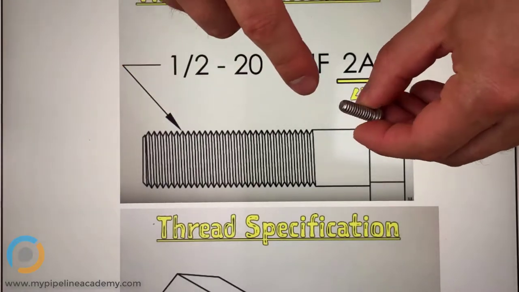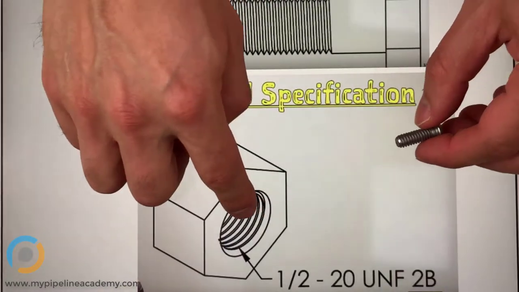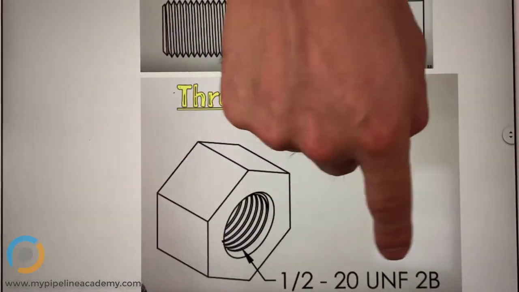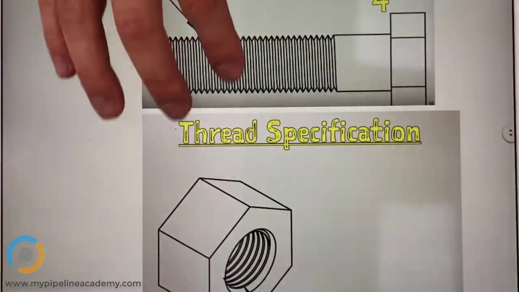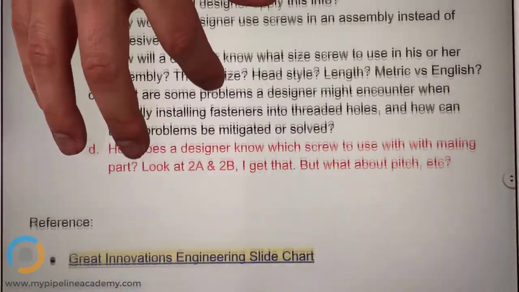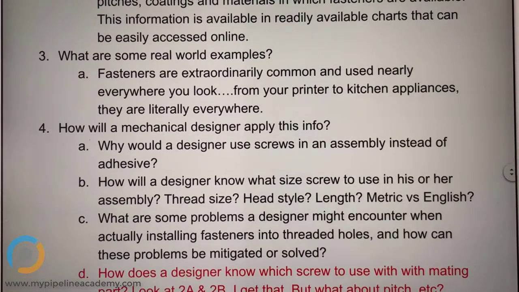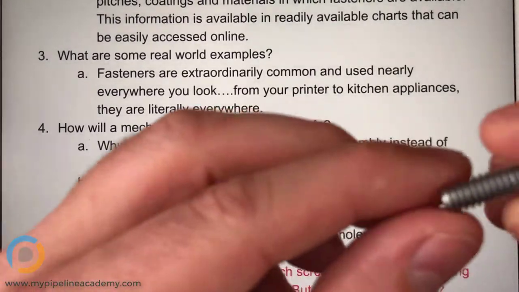So 2A would be this, external, and then 2B, internal. But then I don't know what else to do so they match. Sure. All you really need to match is the thread pitch and diameter. So if you have a 1/4-20 nut or bolt, so you think that we could write these down?